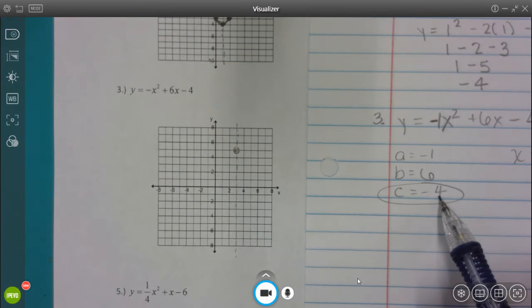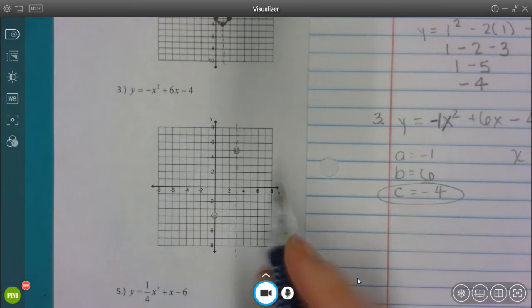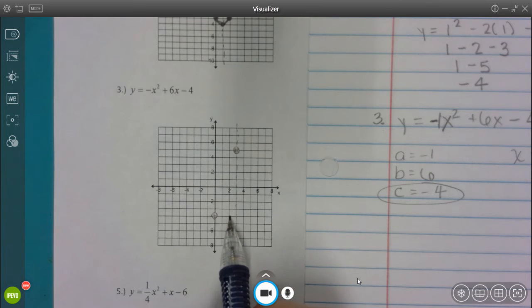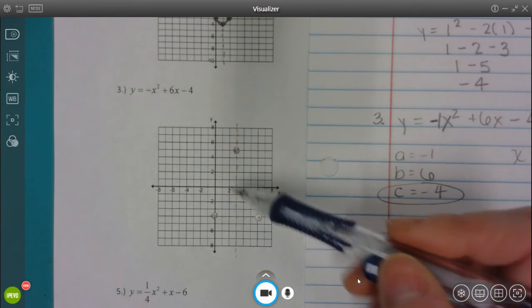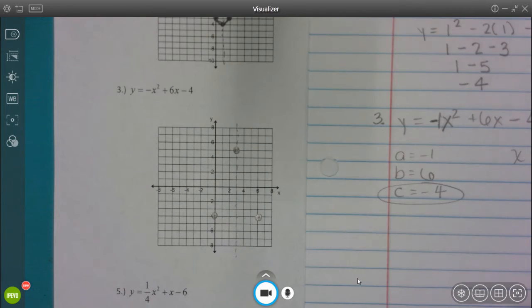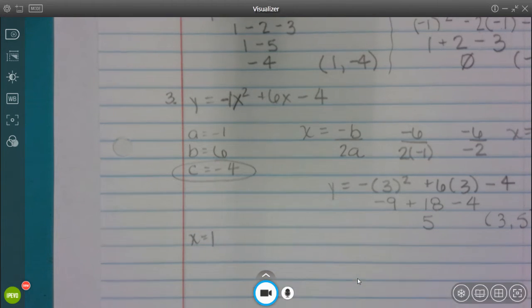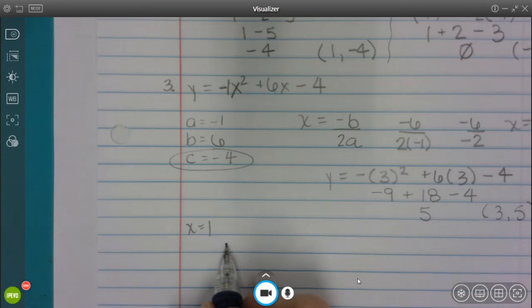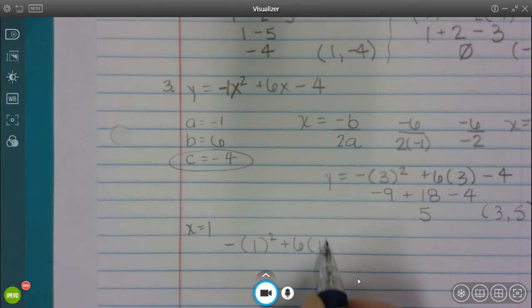I'm going to also graph the point 0, -4 because that's my y-intercept. And I'm going to reflect that point over. 1, 2, 3. So I don't have x equals 1. I don't have a coordinate there. So I'm just going to substitute that in. So let's see what happens when x is equal to 1. So I'll have -1 squared plus 6 times 1 minus 4.